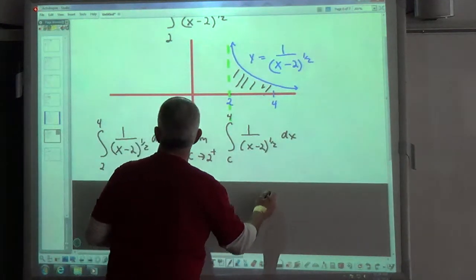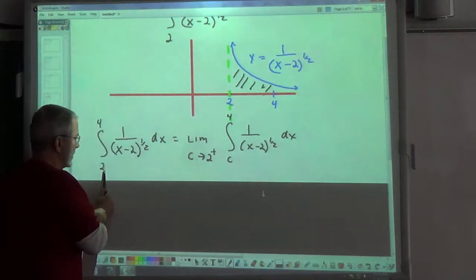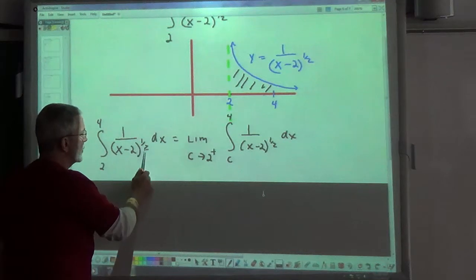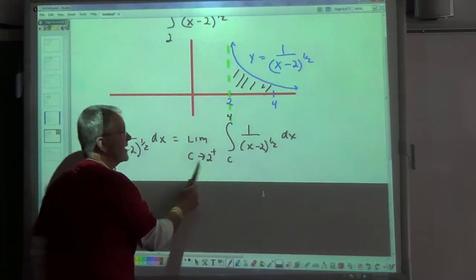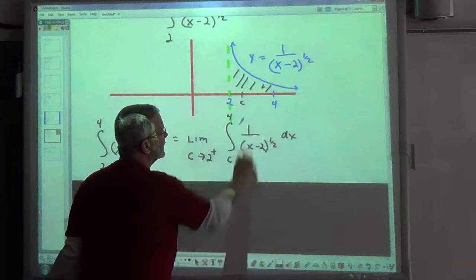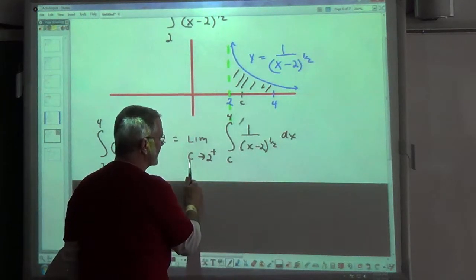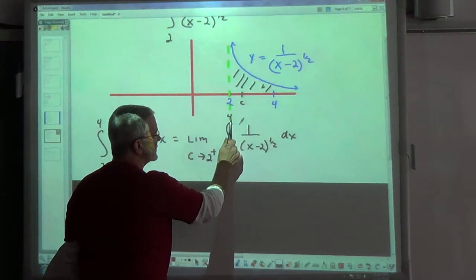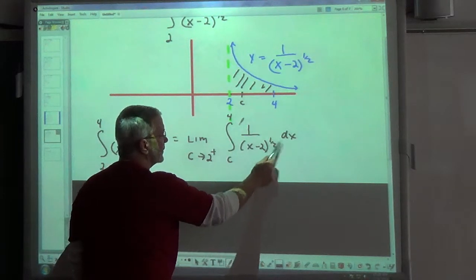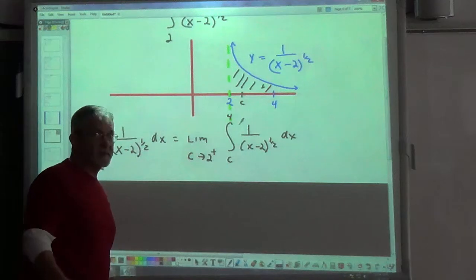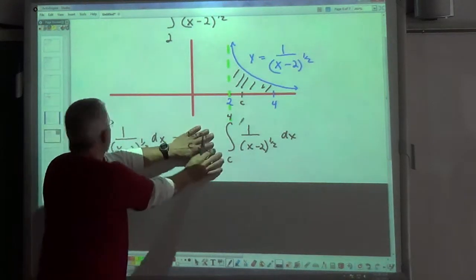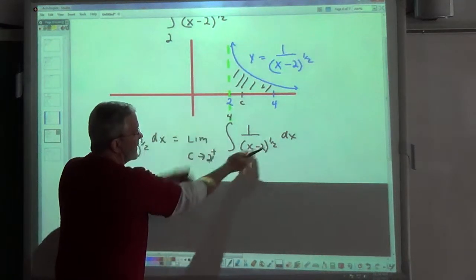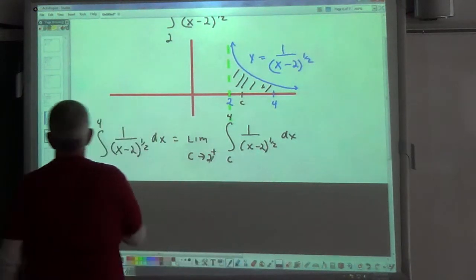Okay, so what am I going to do? I'm going to take this improper integral, with infinite discontinuity at 2, from 2 to 4 of 1 over (x minus 2) to the 1/2 power dx, and it is equal to the limit as c, a point to the right of 2, approaches 2 from the right, of the integral from c to 4 of 1 over (x minus 2) to the 1/2 dx. Step 1, just like I did before, I'm going to find the general antiderivative and then use the fundamental theorem of calculus. Let's do it.